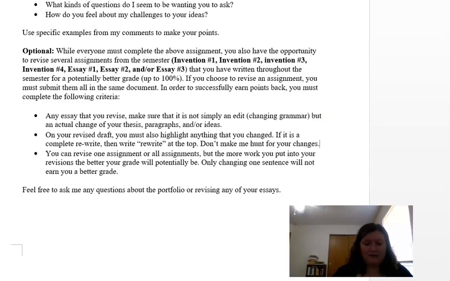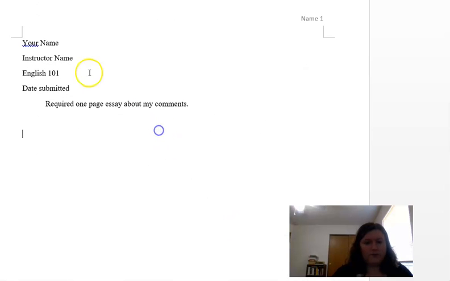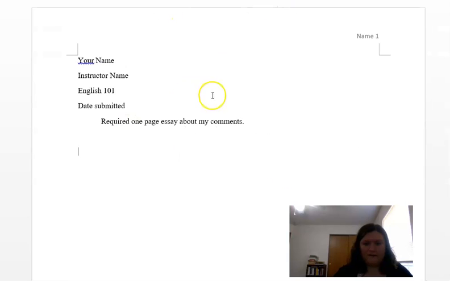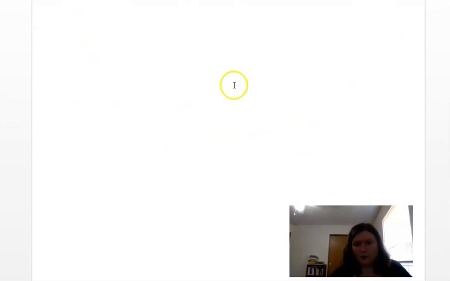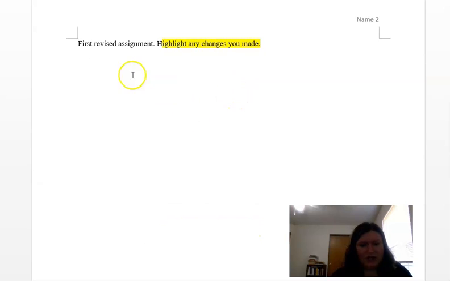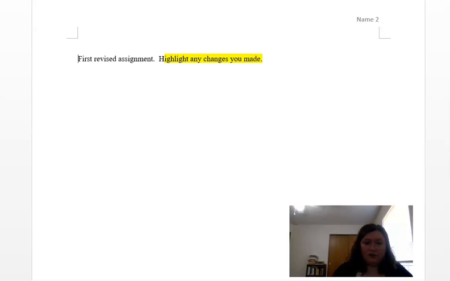And so I have a little example here. You would format it like this. Okay, so normal MLA format, the header and stuff. And first you would put the required 1-page essay about my comments, and you would write that whole thing, the required portion on the assignment sheet. And then you would put, first revised assignment, and say this is Essay number 1, okay? Before you do anything, what you should do is say Essay number 1.